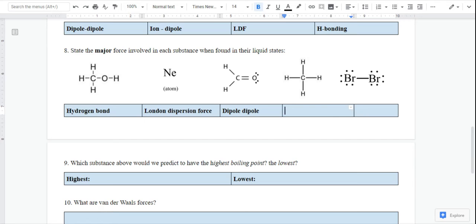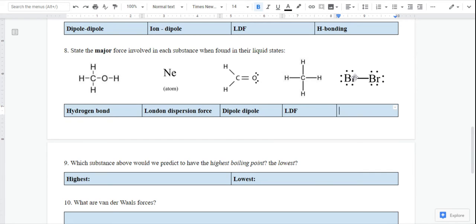Here we have methane, which is super symmetric. None of the bonds are polar, carbon and hydrogen, and even if they were, because of symmetry, it's nonpolar. So anytime it's nonpolar, you can automatically know that's a London dispersion force, which are the weakest of the forces. It's why its boiling point is down at like negative 180.